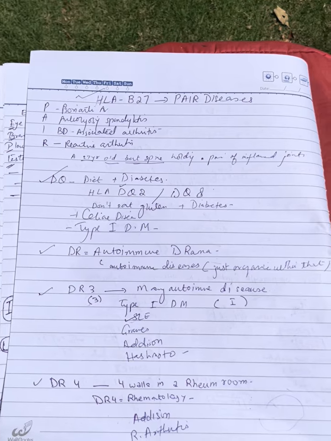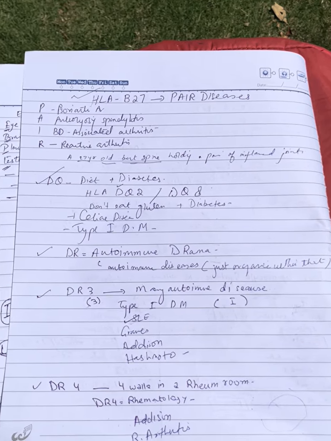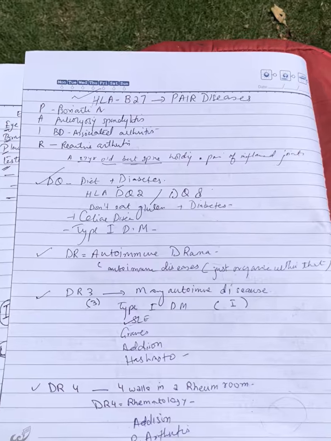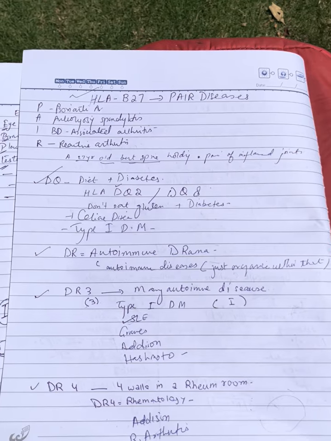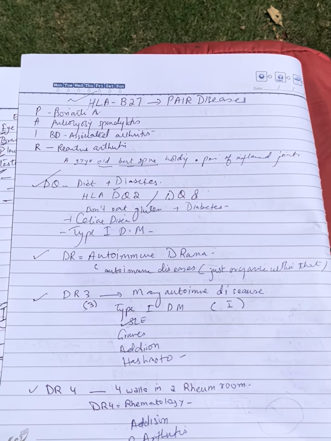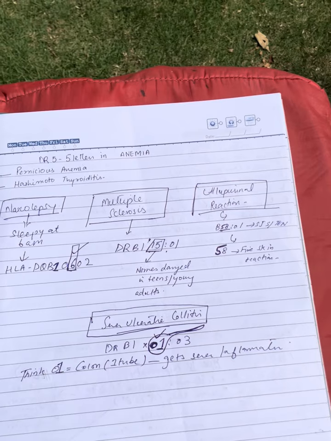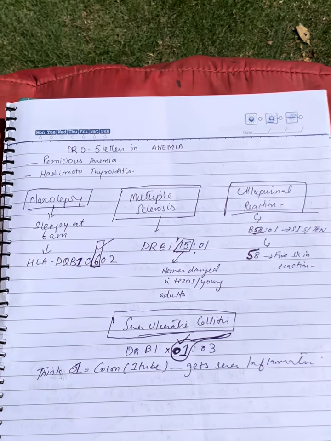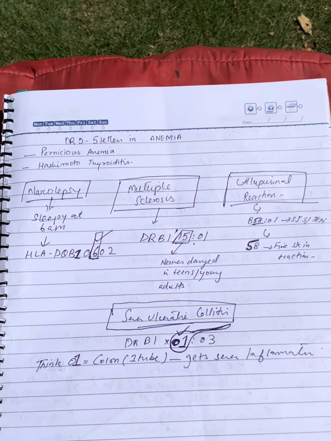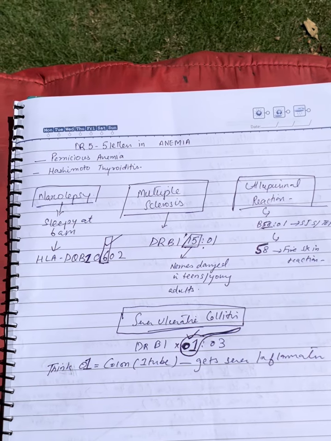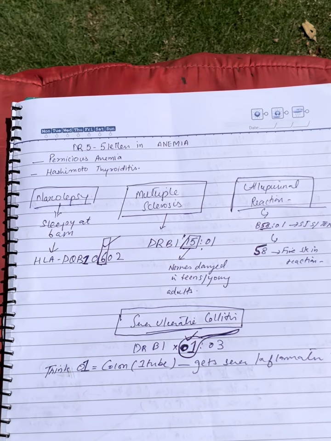So DR3 is present in the autoimmune diseases, whereas DR4 is present, "4 walls in a rheumatology room." So in rheumatological diseases, DR4 is present, as in Addison's and rheumatoid arthritis. So DR4: 4 walls in the rheumatology room, and DR3 is for the autoimmune diseases. DR5 is for anemia, since there are 5 letters in anemia. DR5 is present in pernicious anemia and also in Hashimoto thyroiditis.